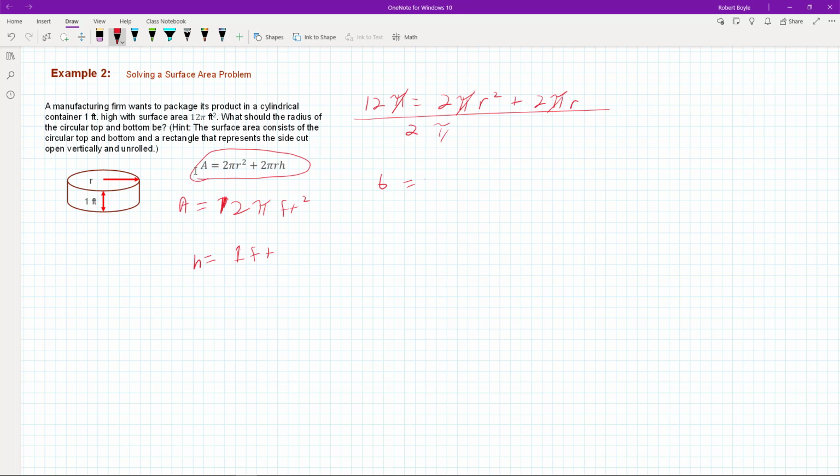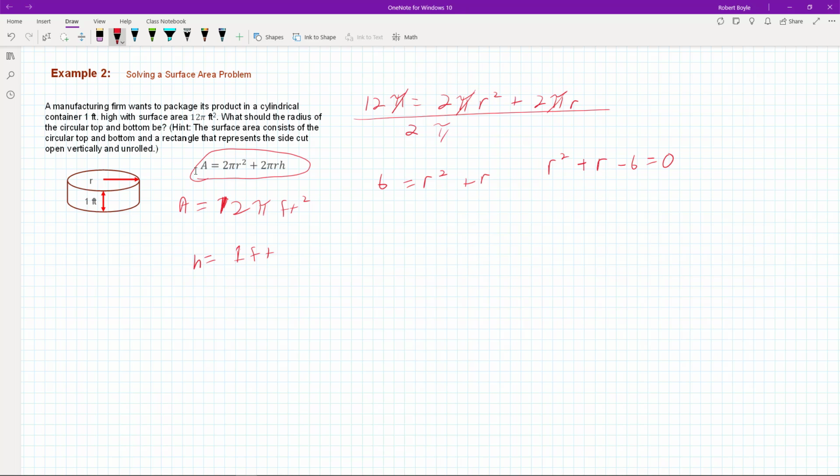The pi's will cancel. And also 12 divided by 2 will be 6. 2 divided by 2 is 1. So that 6 is equal to r squared. And then 2 divided by 2 here is just r. So we will have 6 is equal to r squared plus r. We want to go ahead and write this in standard form, and that would be r squared plus r minus 6 is equal to 0. And now we need to factor this.